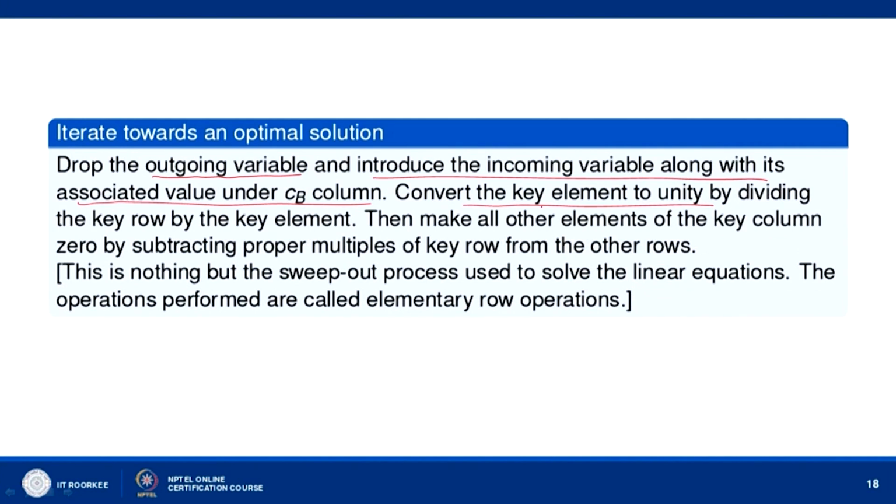So, convert the key element to unity by dividing the key row by the key element, then make all other elements of the key column 0 by subtracting proper multiples of the key row from the other rows. This is nothing but the sweep out process used to solve linear equations. The operations performed are called elementary row operations.